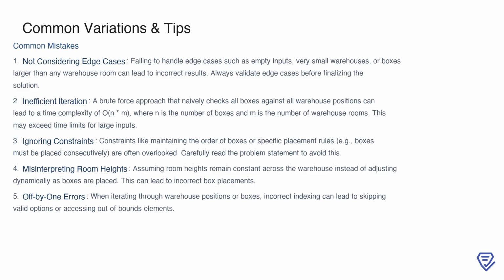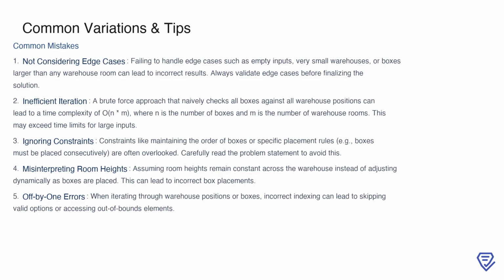Another mistake is relying on inefficient iteration. If you simply check every box against every warehouse position, the time complexity can balloon to O(n*m), which isn't feasible for large inputs. Instead, you'll need to optimize your approach. Ignoring problem constraints is another pitfall. For instance, some variations require that boxes maintain their order or be placed consecutively, and failing to account for these rules can invalidate your solution.